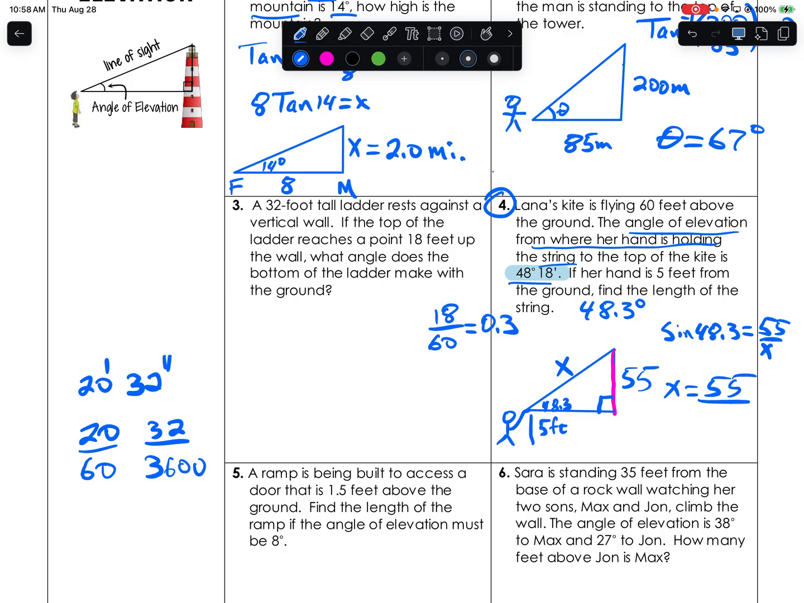Just doing that step in my head because I don't have enough room. Sine 48.3 is what I meant to write. And then when I divide that, I get x equals 73.7 feet. Right, and that kind of makes sense given our diagram and given the fact that the kite string should be longer than how high the kite is up vertically in the air.